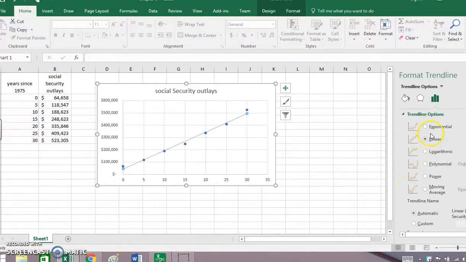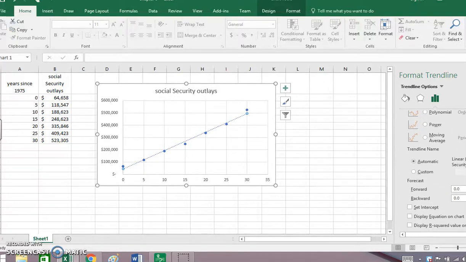So my choices here are exponential, linear, logarithmic, polynomial. We're dealing with linears right now, so we're going to choose linear. And then we're going to scroll down a little bit, and right here it says display the equation and display the r squared value. And you'll notice that what we have here is the exact same thing that you have in your book. And this is what we call a trend line. Okay?